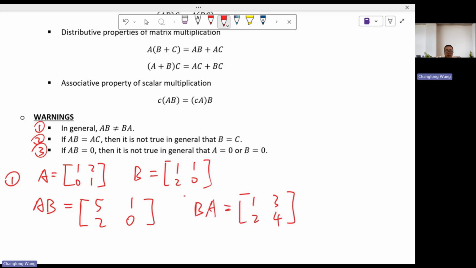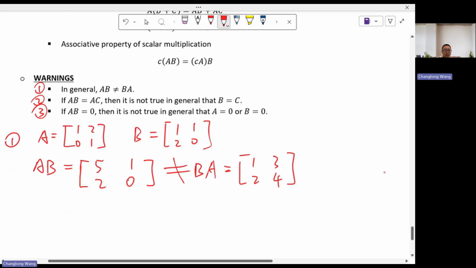Okay, so again, obviously, they're not the same. Well, is it possible sometimes that AB is the same as BA? Yes, but it's not guaranteed. So therefore, we say matrix multiplication does not preserve the, what do we call it? The commutative property. So you expect that from numbers, but not from matrices.